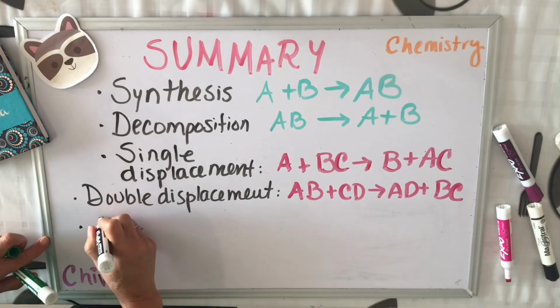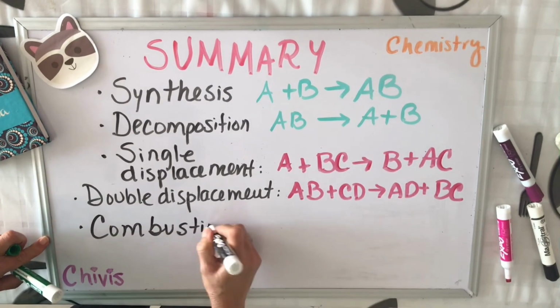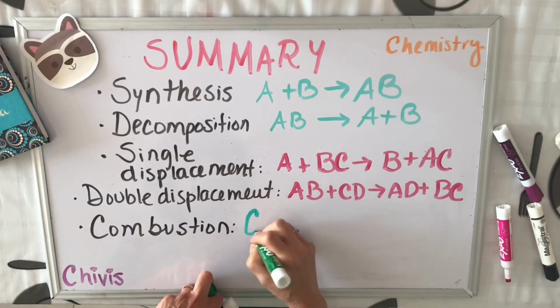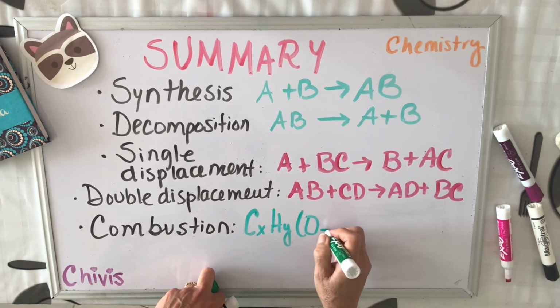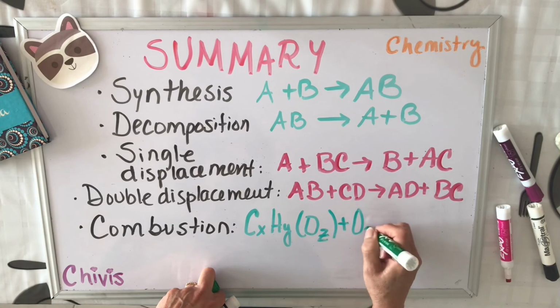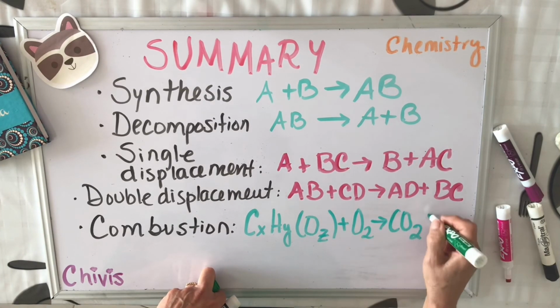And finally, in combustion reaction, a compound containing carbon and hydrogen and sometimes oxygen combines with oxygen gas to produce carbon dioxide and water.